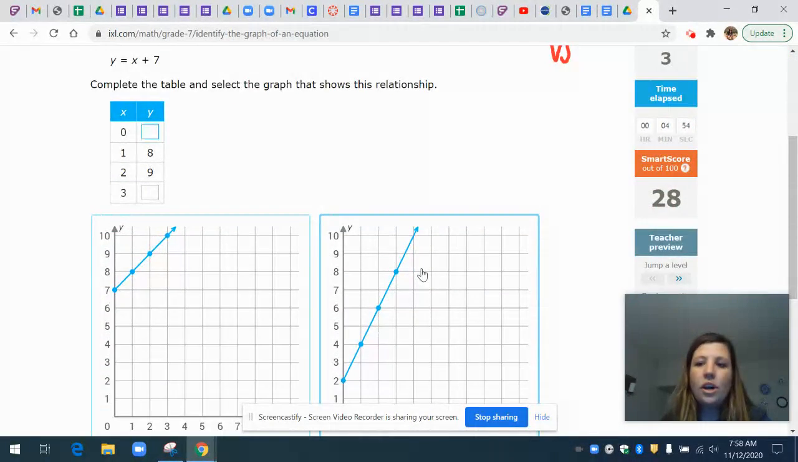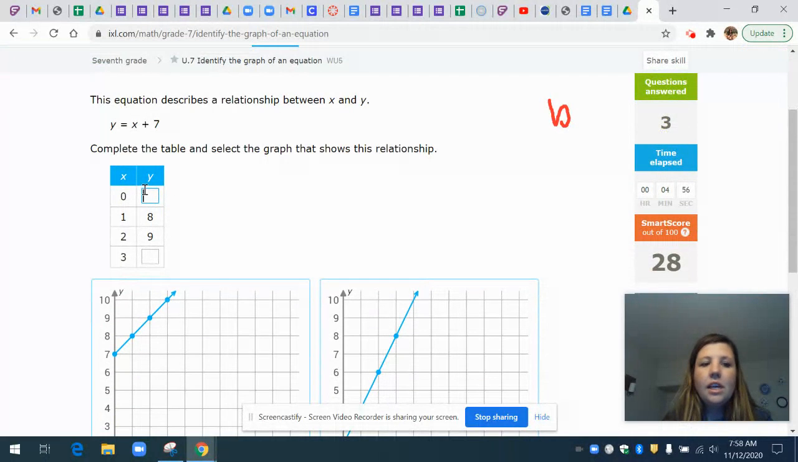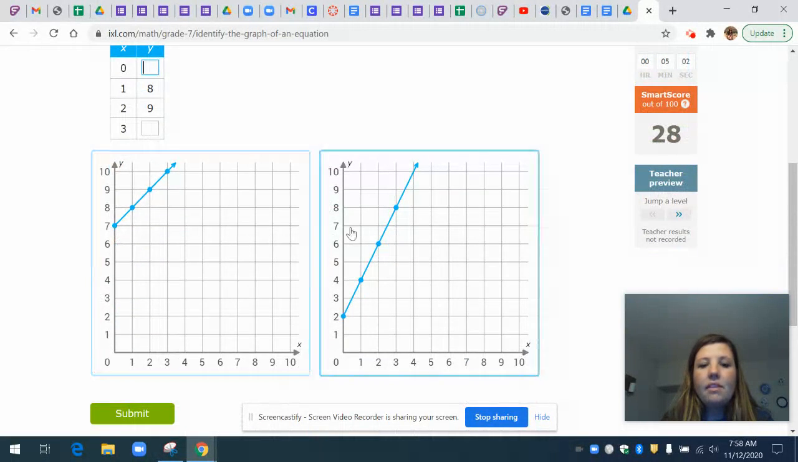Okay, so that's all you're doing on all of these: you plug your x value into your equation to find your y value, and then you select the graph. So you check, essentially all of these are x comma y points.